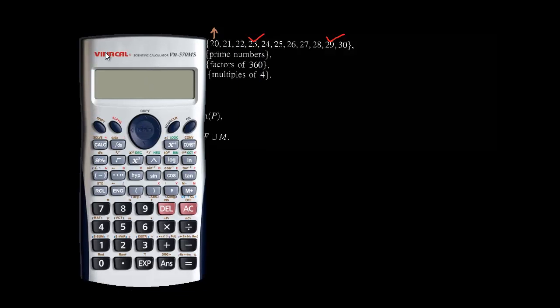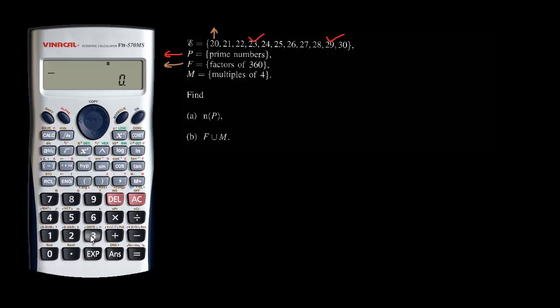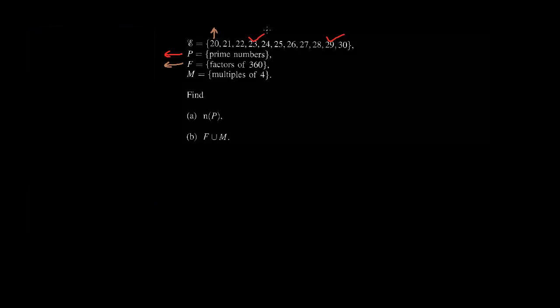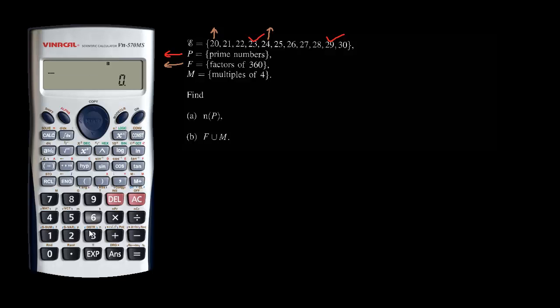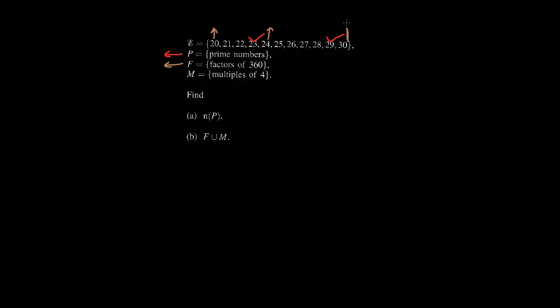So let's check. 360 divided by 24 is 15. Oh, we can divide it by 24. So we have this. Then we have 25. 360 divided by 25, we don't get an integer. So 26 is not possible, 27 is not possible, 28 is not possible. 30 is possible.